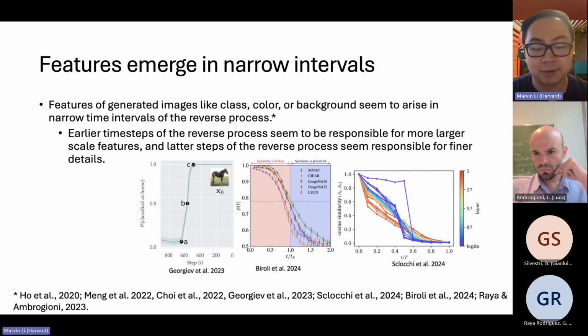It's also been observed by a lot of different authors that if you take an image and you noise it to different time steps, and then you denoise it, you also see these critical windows for different amounts of noising.